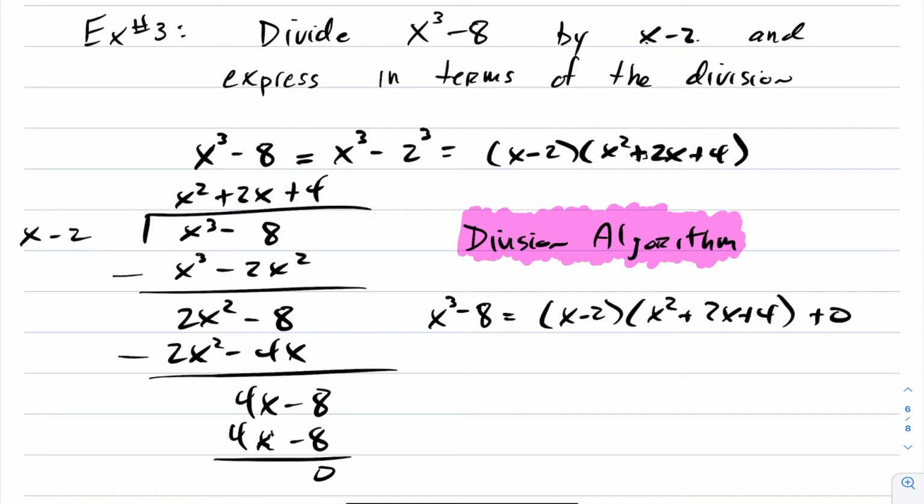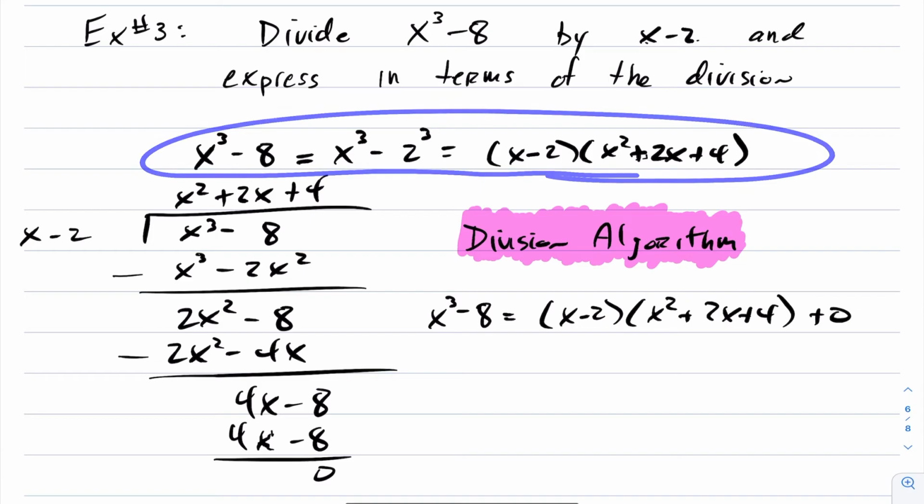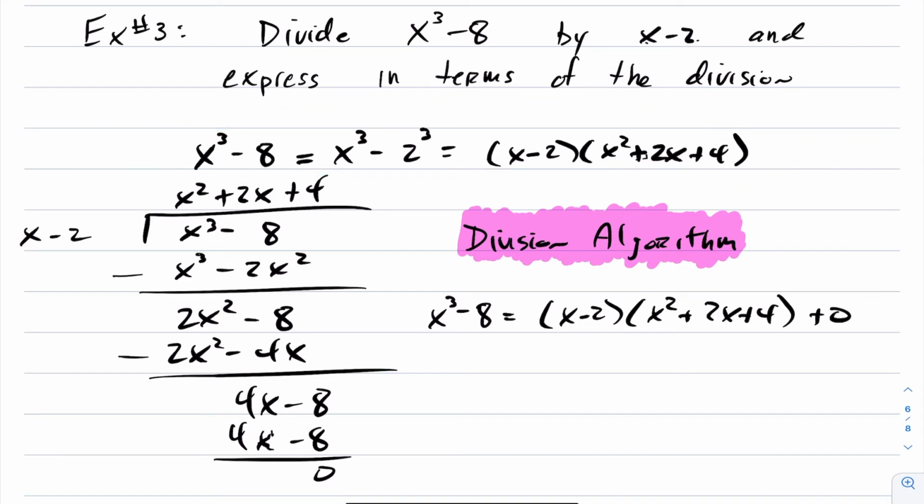And notice here using our division algorithm, we have x cubed minus 8 is going to equal our divisor times our quotient plus our remainder. The remainder is 0, and we get exactly the same result we got when we were using the difference of cubes formula. All right, let's take a look at another example.